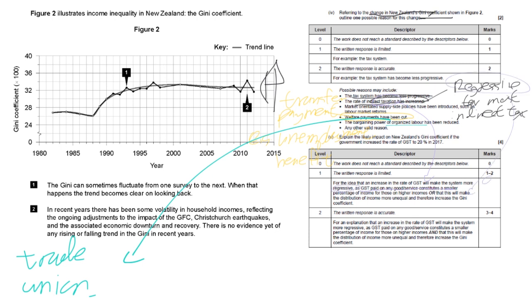So what you need to do is define and explain the meaning of regressive. As you can see in the answer, the goods and services will constitute a smaller percentage for those who have a higher income. So this would be the effect of a regressive tax. Please bear in mind that this will make income more unequal, and it would increase the Gini coefficient.